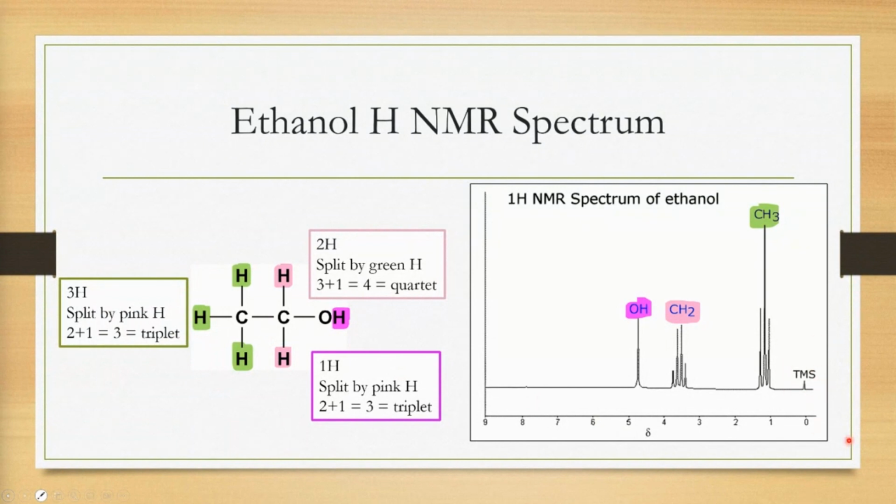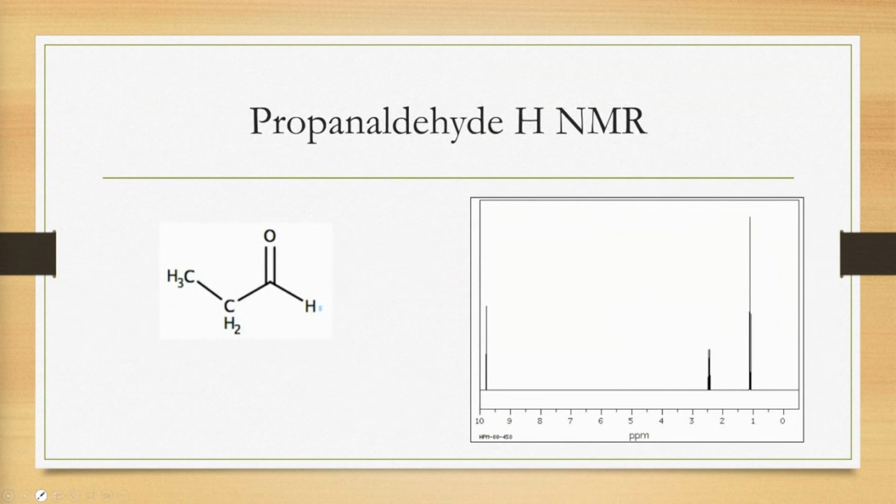And then again, we have that TMS reference peak at 0. Sometimes that's present, sometimes it's not. So this next one that I show you doesn't have the TMS peak. We're going to look at the NMR spectrum for propanaldehyde. So propane, we have 3 carbons total. And then aldehyde is a carbonyl with a hydrogen. So a carbon double bonded to oxygen and a hydrogen. Here we have the NMR spectrum, and then we'll match the peaks to the different hydrogen atoms in the molecule.